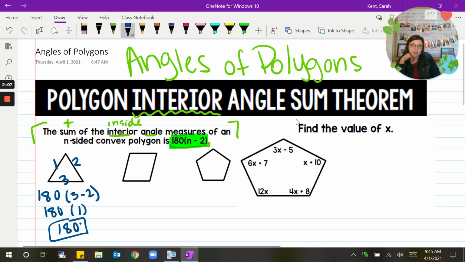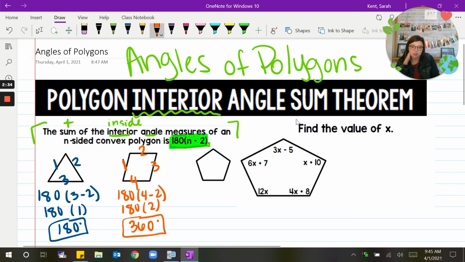If we look at the second shape, there are 1, 2, 3, 4 sides. So we can take this same formula, 180 times 4 minus 2. 4 minus 2 is 2. So 180 times 2 is 360 degrees.